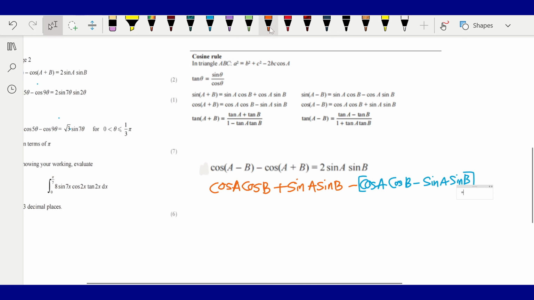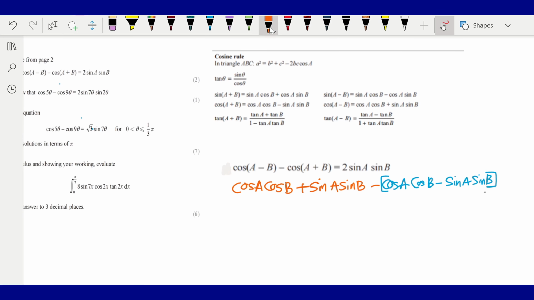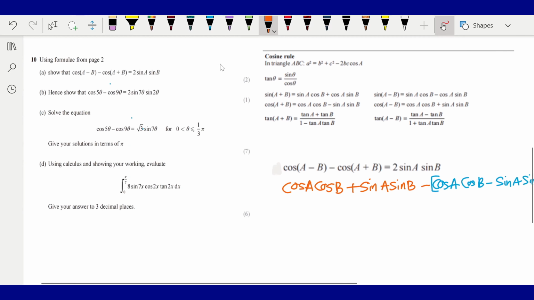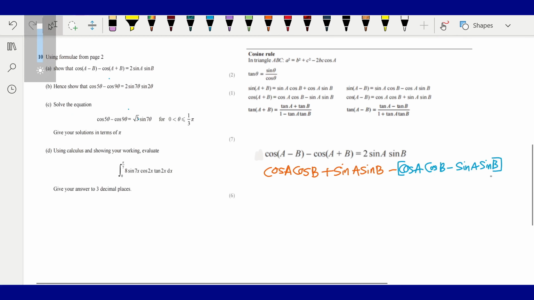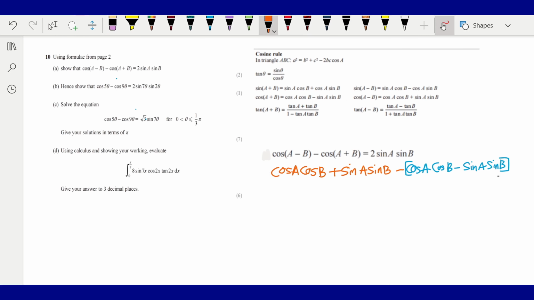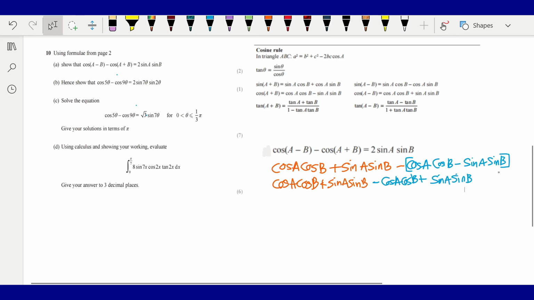Now we open the bracket. We write cos A cos B, the same as before. Then we open the bracket, so minus cos A cos B, and minus becomes positive sin A sin B. Now we cancel out the like terms, cos A cos B cancels out, and we combine the sin terms because addition becomes 2 sin A sin B. So that's how we have shown that it equals that.